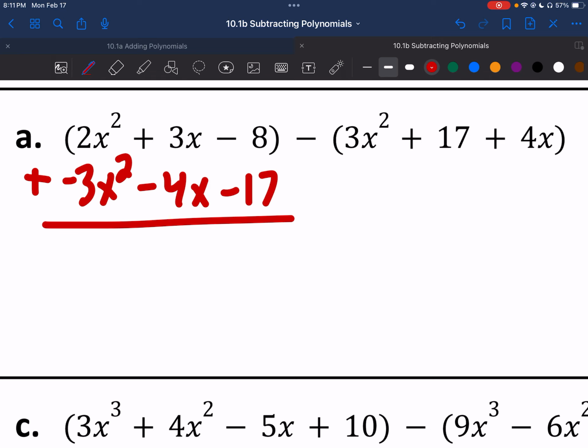2 plus negative 3 is negative x squared. 3 plus negative 4 is negative x. And negative 8 plus negative 17 is negative 25.